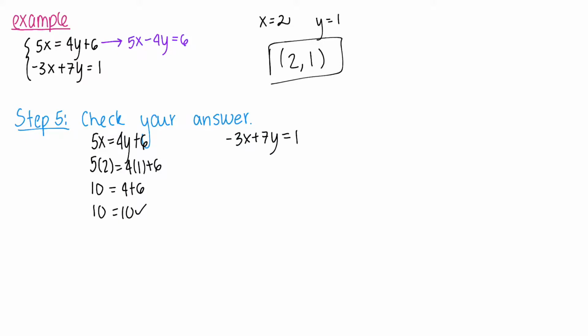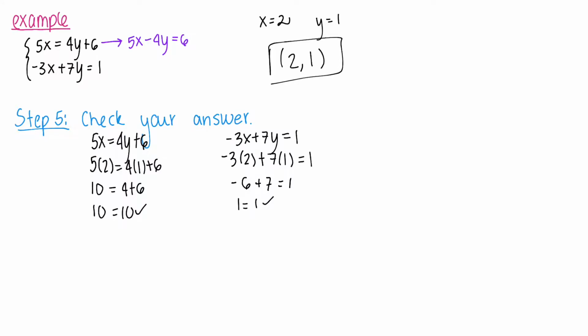Let's check the second one. Plugging in 2 for x, 1 for y. Negative 6 plus 7 is equal to 1. Looks good to me. So we can feel confident about our answer because we've checked it. 2, 1 is the answer for this problem.